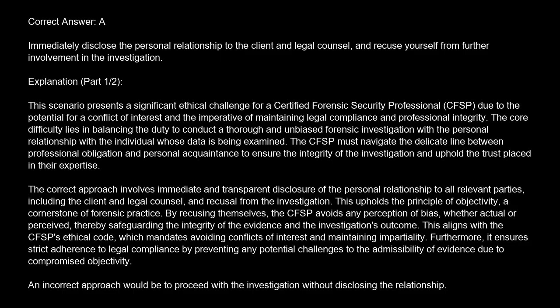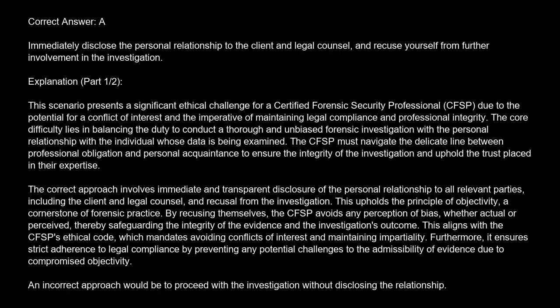Correct answer is A. Immediately disclose the personal relationship to the client and legal counsel, and recuse yourself from further involvement in the investigation. Explanation. This scenario presents a significant ethical challenge for a certified forensic security professional, CFSP, due to the potential for a conflict of interest and the imperative of maintaining legal compliance and professional integrity. The core difficulty lies in balancing the duty to conduct a thorough and unbiased forensic investigation with the personal relationship with the individual whose data is being examined.